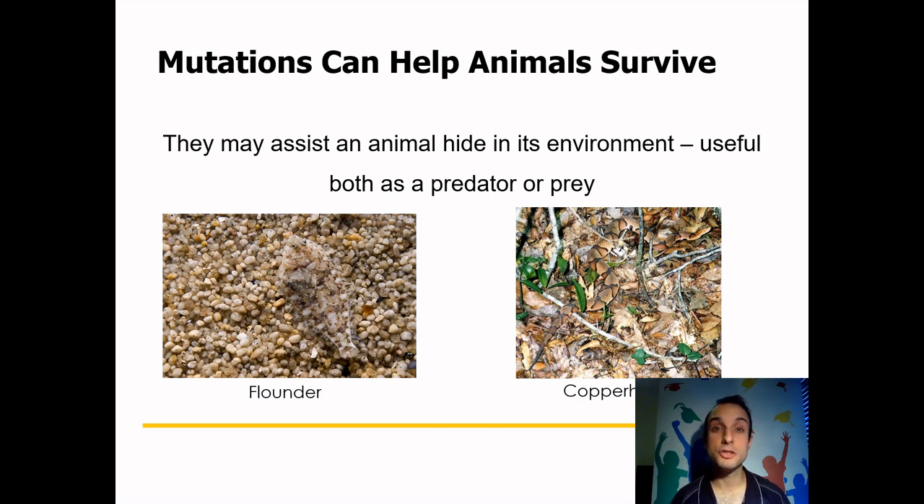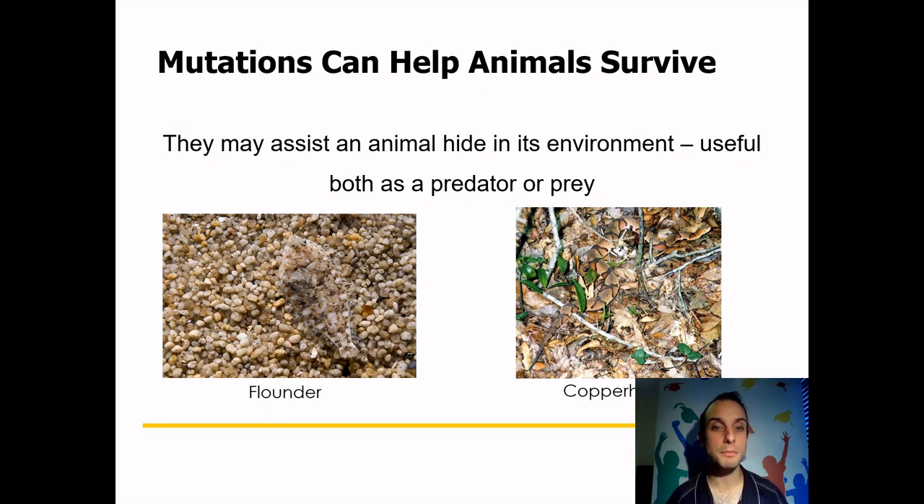If they're an animal that is doing the hunting, they might want to hide themselves so that their prey can't actually see them coming. And that might give them a better chance to sneak up on an animal unsuspectingly and catch them and eat them. So whether you're a prey or a predator, you need to be able to hide and camouflage into your environment.